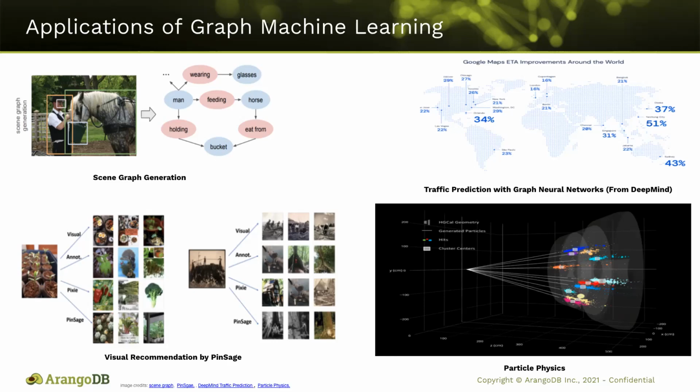The other interesting application which I recently came to know about is particle physics. So this is an image of the CMS detector at the Large Hadron Collider, which produces complicated images of particles generated from collisions. Scientists there are using graph machine learning to study the particle interactions of interest.